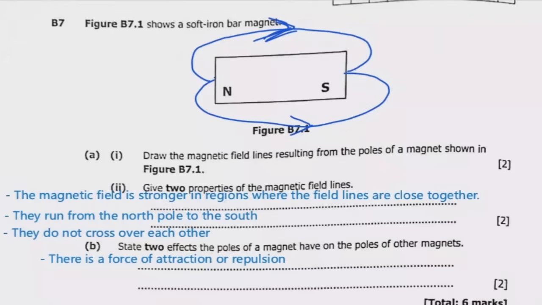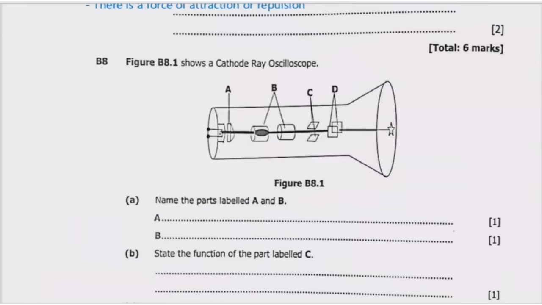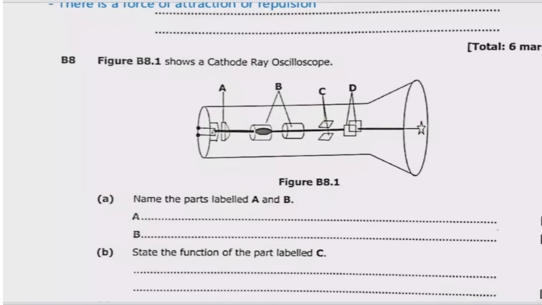If you have questions, you can ask in the comment section, but basically those are the answers we are expected to write in the exam. Now to question 8, which is as follows. Figure B8.1 shows a cathode ray oscilloscope. Okay, so we can take time and study the diagram.